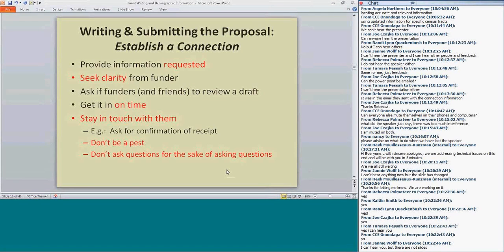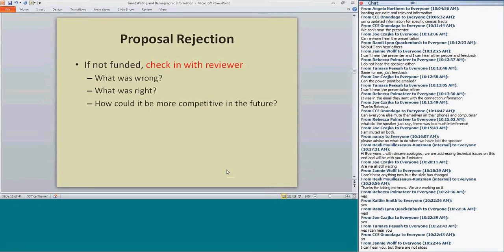It's important in the process to ask funders if they review a draft, if they're willing to, and take advantage of it, but have friends or colleagues take a peek, because if they can't understand what you're saying or the point that you're trying to make, then there's a good chance that the funder's not going to be able to either. It's absolutely essential that you get it in on time. Again, that should be obvious, but we know folks who get dinged because they have not done that. Stay in touch with your partner throughout the process. Ask for a confirmation of receipt. Don't be a pest. This sounds silly, but don't ask questions just for the sake of questions and think you're establishing a connection, but certainly ask questions that are pertinent and know you're being thoughtful about the process.